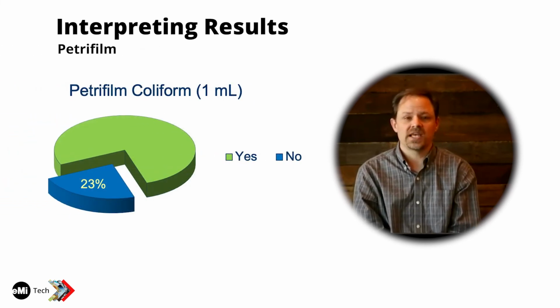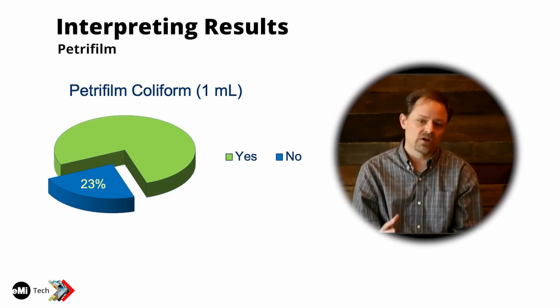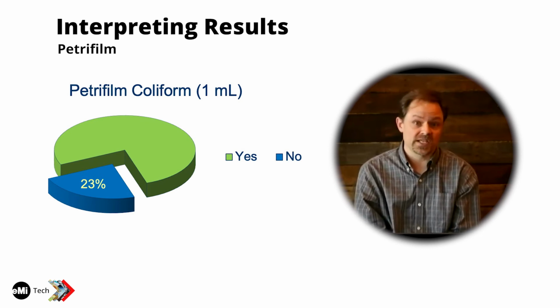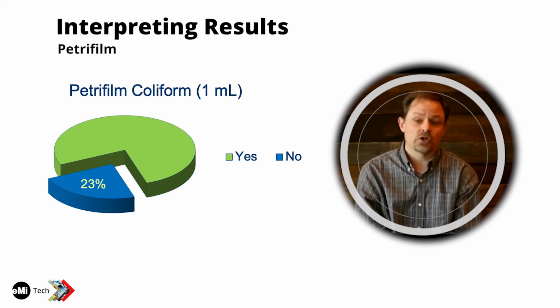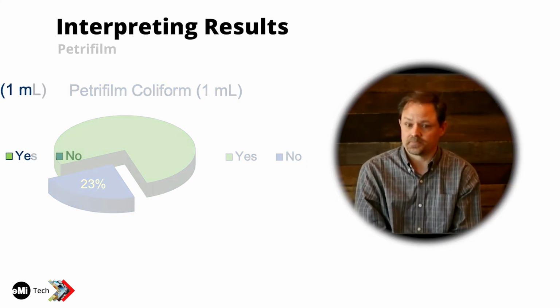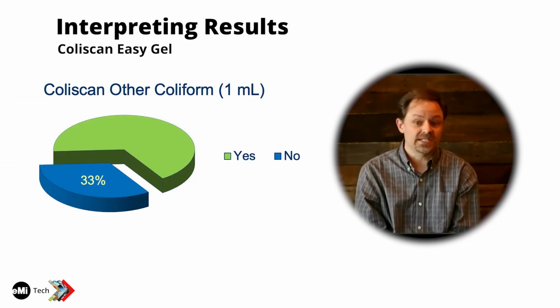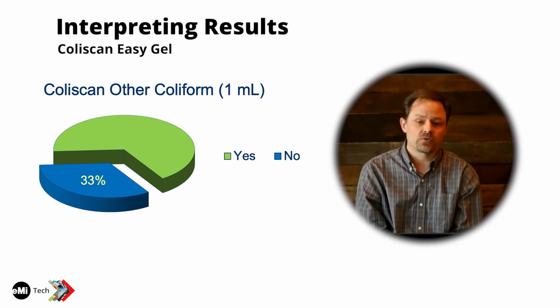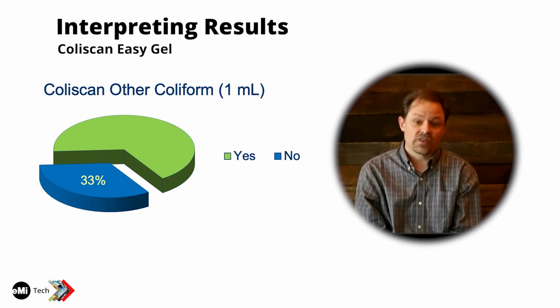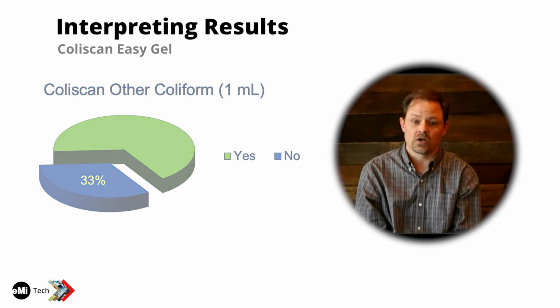Looking at the Petrofilm test, of course, this gives us also counts, but here I'm using it just as a presence-absence test. And in this case, 23% of the tests showed an absence of any coliform. Again, I would suggest those are largely false negatives. The next test was the Coliscan Easy Gel. And again, you can get counts from this test. On the bottom left, I'm showing you just whether or not we observed coliform in general. And for that test, 33% of the tests did not show the presence of coliform at all.